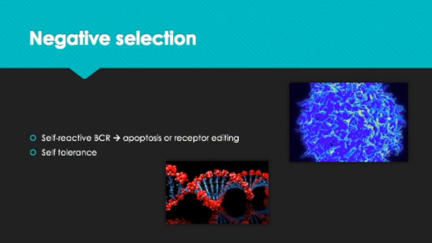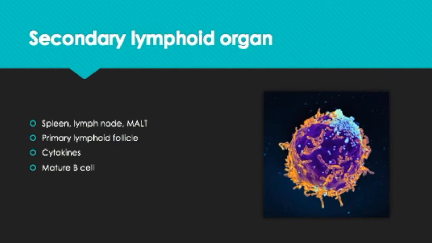If the cell does not react with its self-antigens, it is known to be self-tolerant, and then expresses both IgM and IgD on the surface. Now the cell will go out into the periphery and enter a secondary lymphoid organ, which could be the spleen, lymph node, or MALT. This is where the immature B cell finishes development to become a mature B cell.